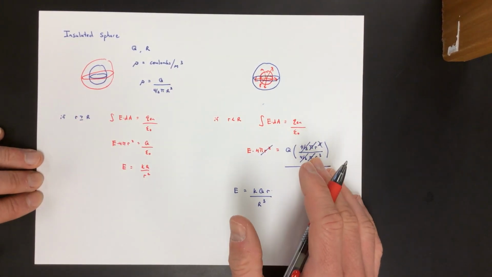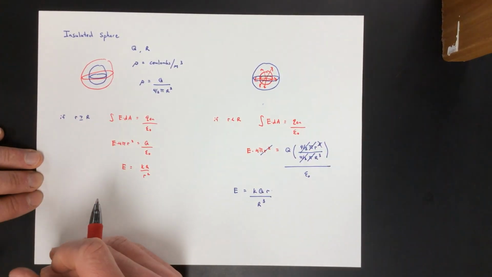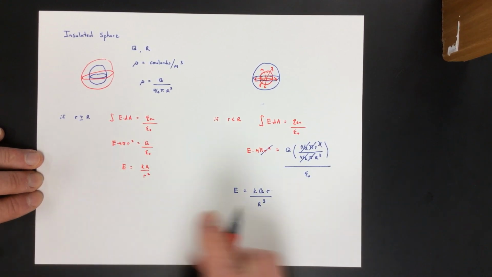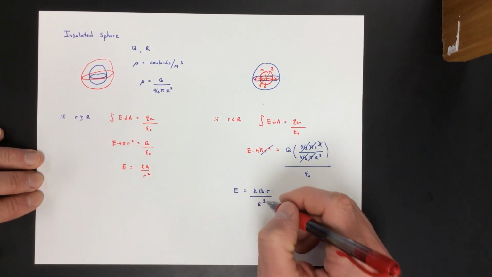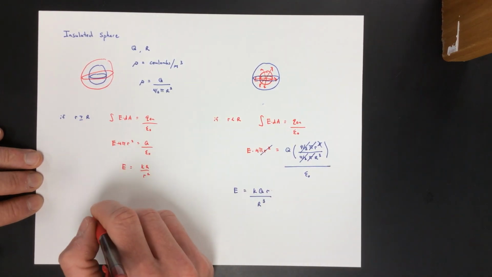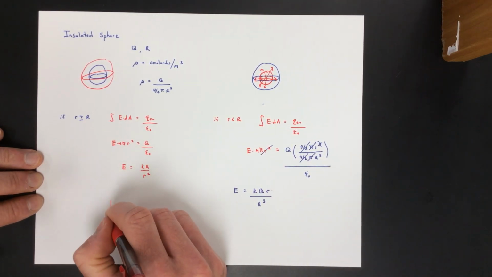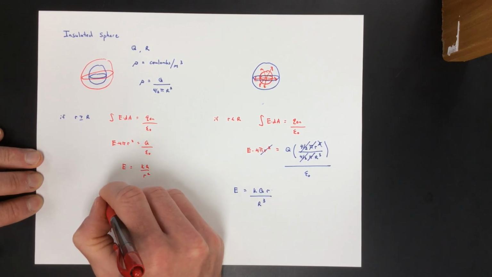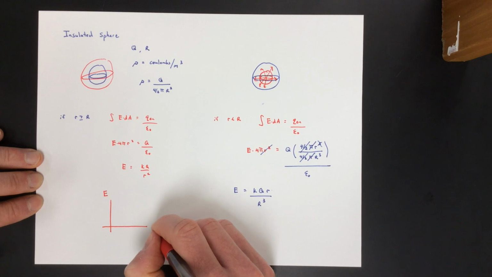All the other E fields were decaying, right? 1 over r squared, 1 over r. The electric field in the sheet was constant. This electric field actually gets bigger as you move away. And so think of the graph here on an insulated sphere. Electric field as a function of r.